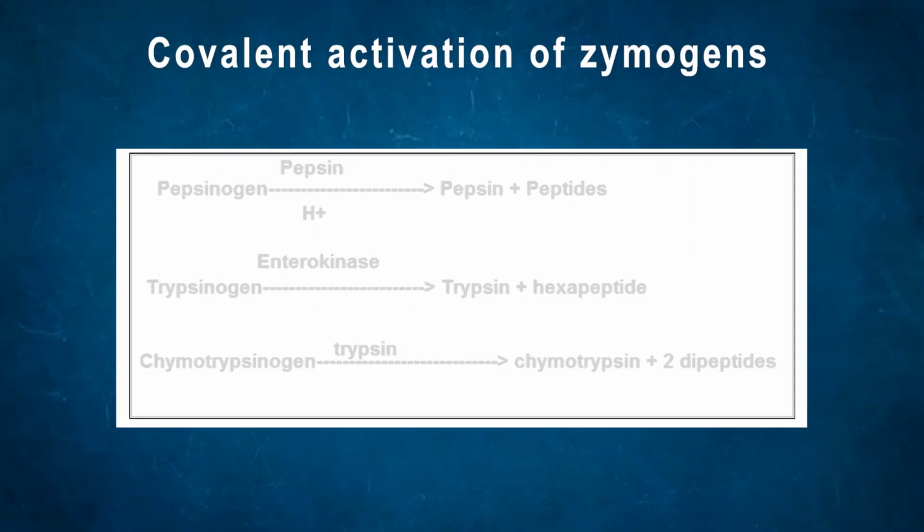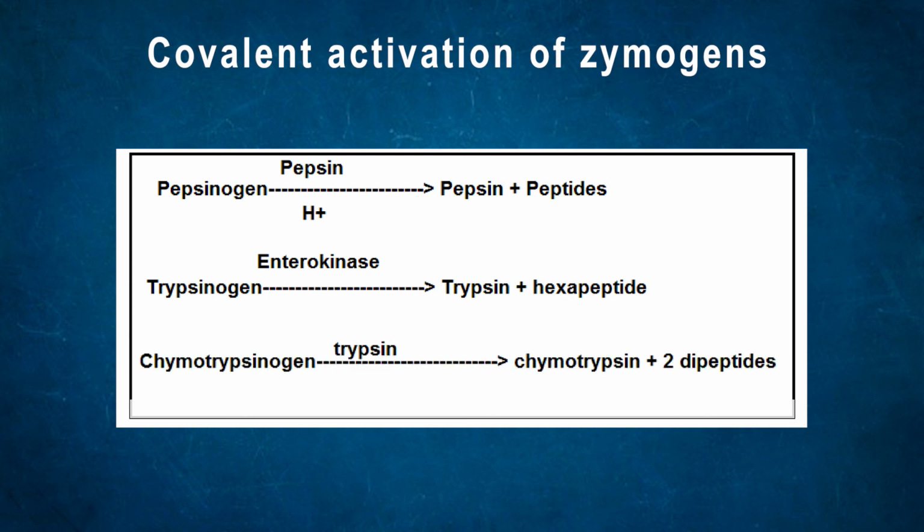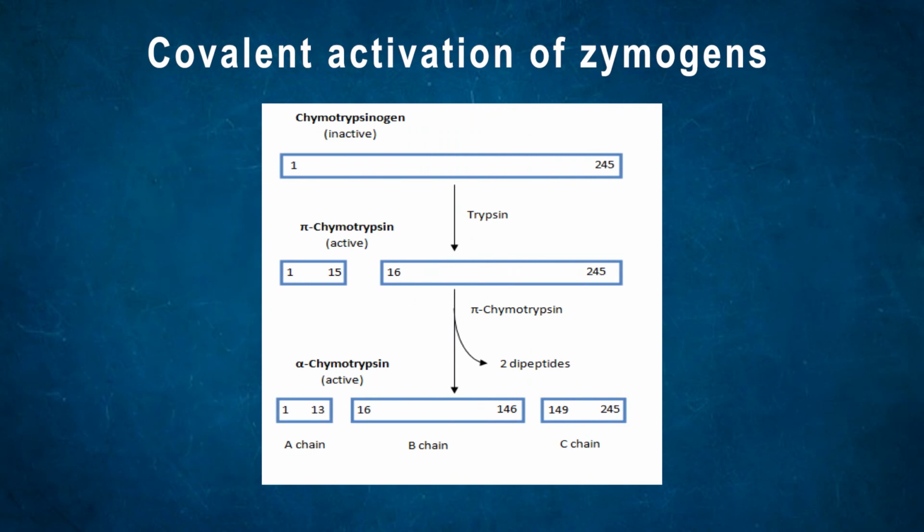For example, pepsinogen, by the action of acidic pH as well as pepsin, is converted to pepsin by the removal of peptides. Trypsinogen, with the help of enterokinase, is converted to trypsin by the removal of a hexapeptide. Chymotrypsinogen, with the help of trypsin, has two peptides removed and the active chymotrypsin is formed. First it is converted to pi-chymotrypsin from chymotrypsinogen, then to active alpha-chymotrypsin.